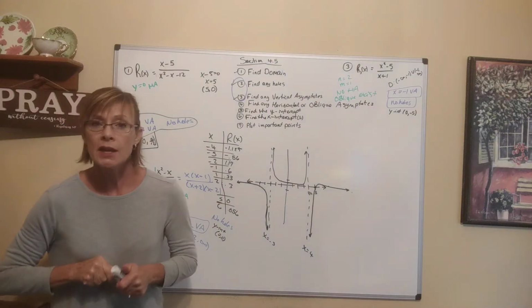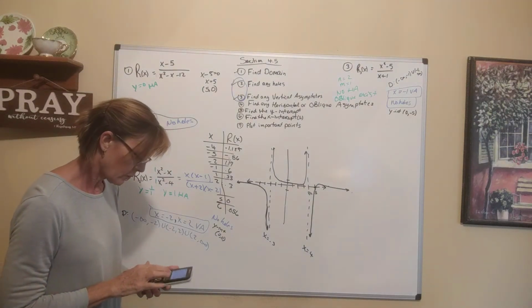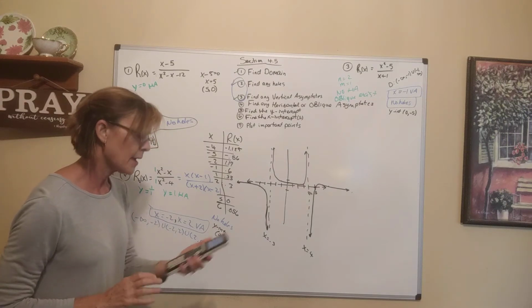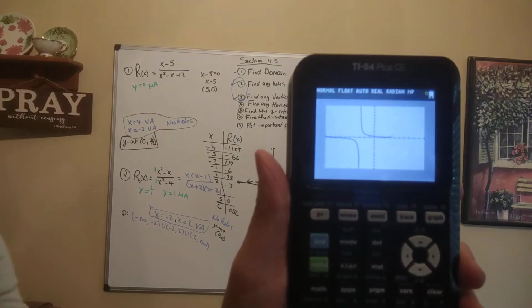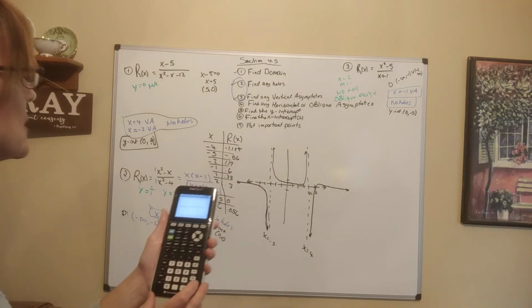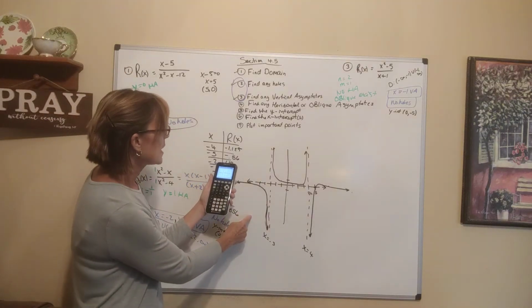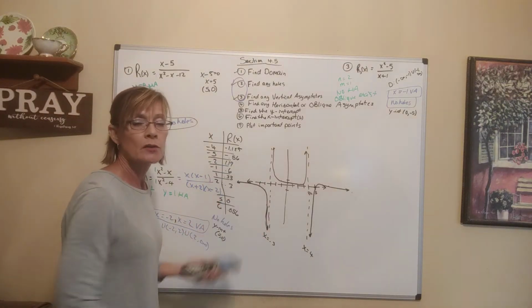Now you can always check with your graphing calculator to make sure you didn't make an error. So let me see what this guy looks like. It's graphing right now for me. This is what my graph looks like on the screen, if you can see that. And so it basically looks the same. If I'm in doubt, I can check with my calculator.